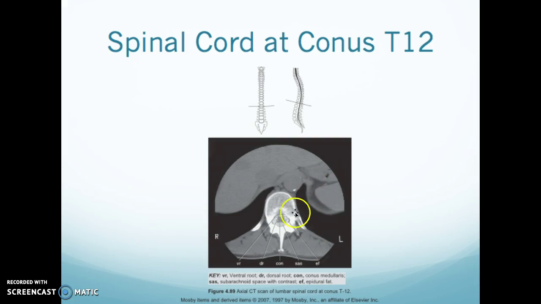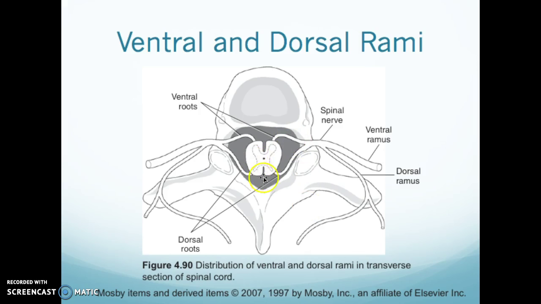Here we have your epidural fat. So you're going to see a fat pad posteriorly on these. We have your subarachnoid space with some contrast in it. This is a CT. You have your dorsal root and your ventral root. You can see here the lay of the land, so this gives you an idea. This is your cord, and you have your ventral root and your dorsal root that come to your nerve sleeve, which goes to your root. So you have your ventral ramus and your dorsal ramus.